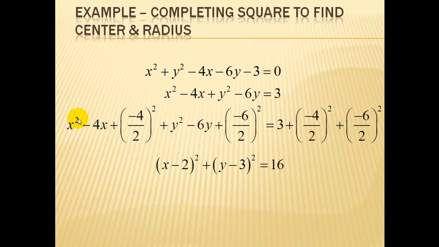We now factor each of these trinomials. Remember, this is going to factor into x, and then the number that's going to go here is going to be half of this number, so minus 2. Same with the y. And over here we just calculate that, and we got 16. And now it clearly looks like the circle that we're used to. And we can tell that our center is at 2, 3. Remember, we take the opposite of these numbers. And this is r squared, so we take the square root and we get the radius.